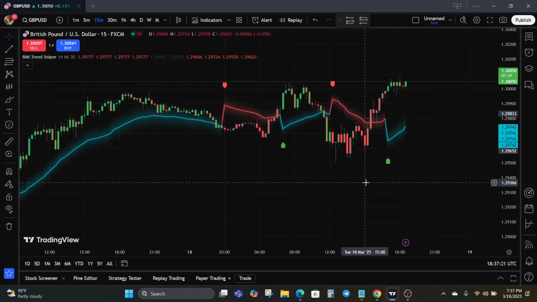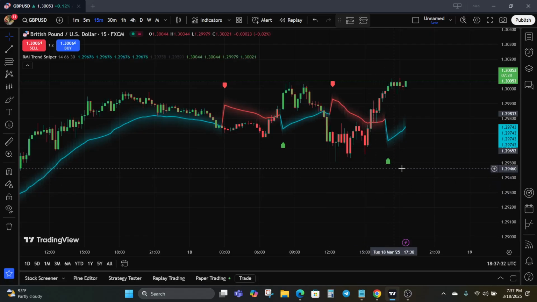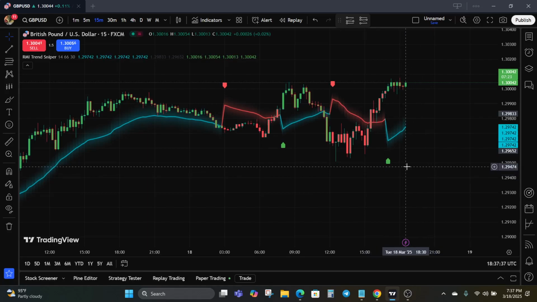It builds on the concept of the relative momentum index, which is RMI for short, and it incorporates trend following mechanics to provide clearer entry and exit signals. Unlike the regular momentum indicators that can be too sensitive to price fluctuations, the RMI Trend Sniper smooths out the noise. So that allows traders to focus on only the most reliable trend opportunities.